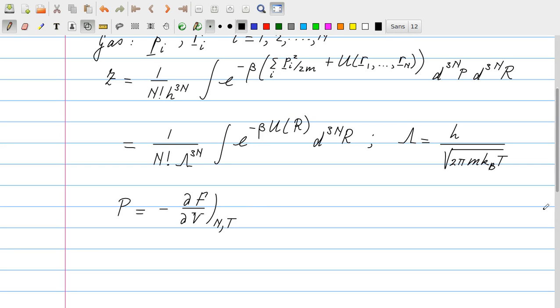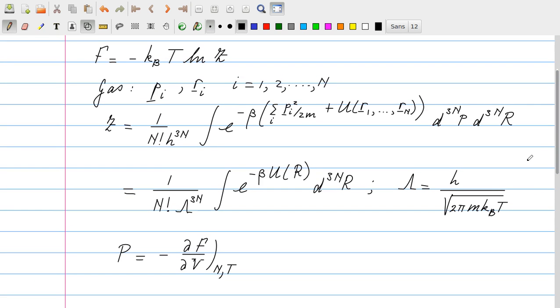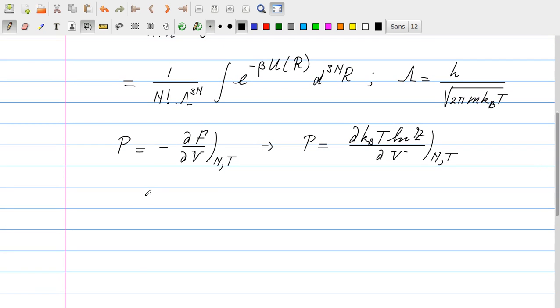And from F given by minus k_B T ln Z, we can also find this to be P is k_B T d ln Z dV at constant N and T, and therefore we find that P can be written as k_B T. That's just a constant when we take this derivative at constant temperature. And then 1 over Z, because we have a logarithm, and then dZ dV.